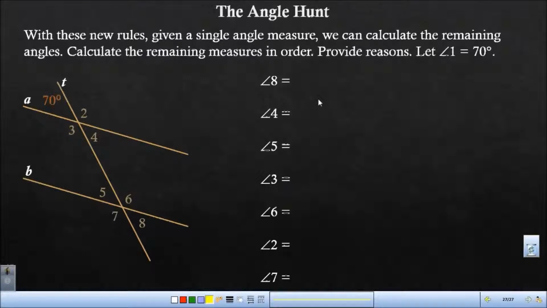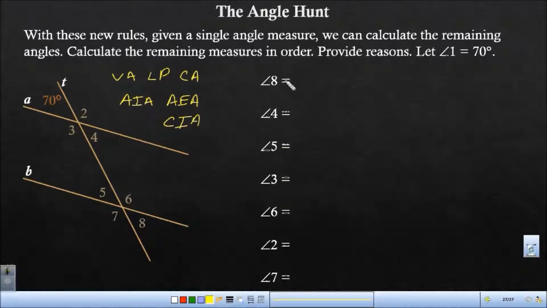Alright, we're going on an angle hunt. What we're going to do is we're given that this angle measurement is 70 degrees. We want to calculate all the rest of them, and there's like a billion ways to do this. You can use all kinds of different theorems. You can use vertical angles, linear pairs, corresponding angles, alternate interior angles, alternate exterior angles, and consecutive interior angles. All of these are options.